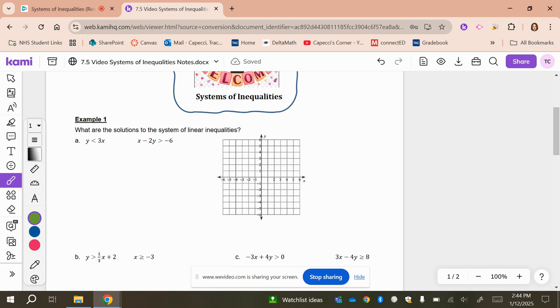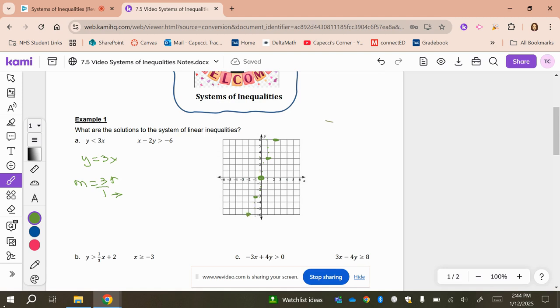What are the solutions to this system of linear inequalities? So first we're going to graph. We're going to make sure that that line is in slope-intercept form, and then we're going to graph that first. So I have 0, and then I'm going to go up 3, right? My slope is 3 over 1. So I'm going to go up 3 to the right 1. So I go up 1, 2, 3 to the right 1. I keep going. Same thing in the other direction.